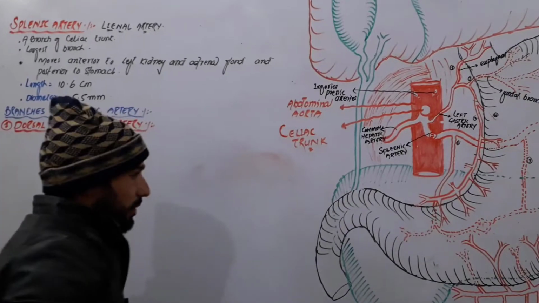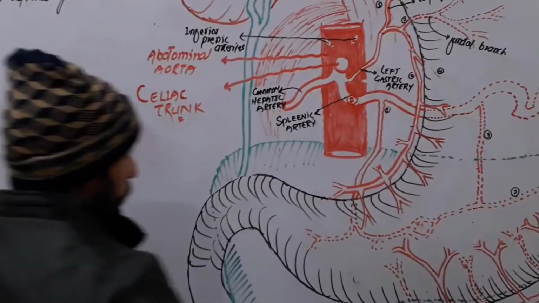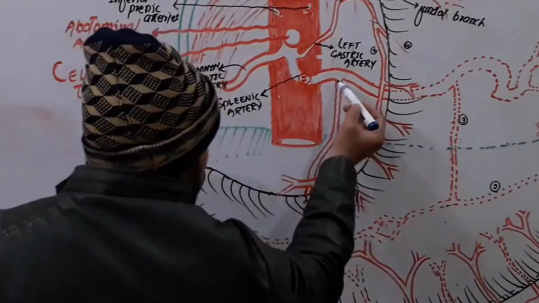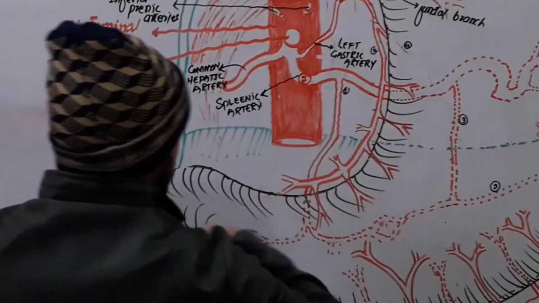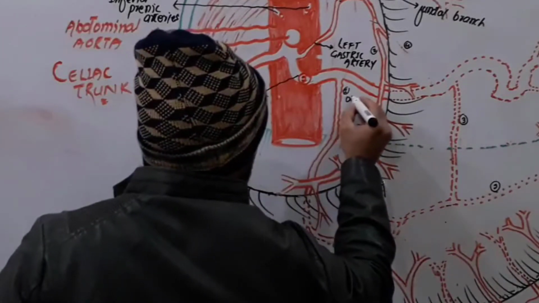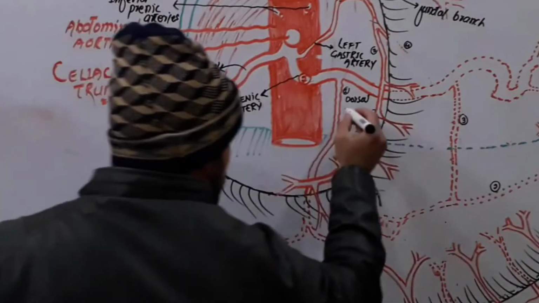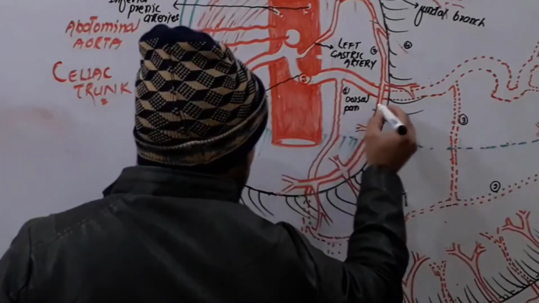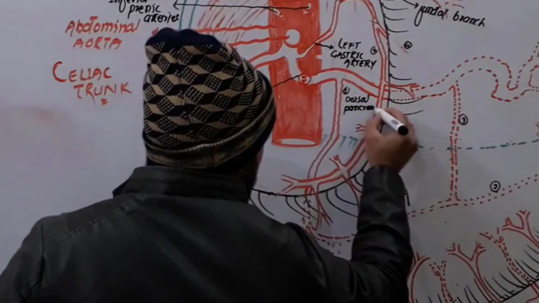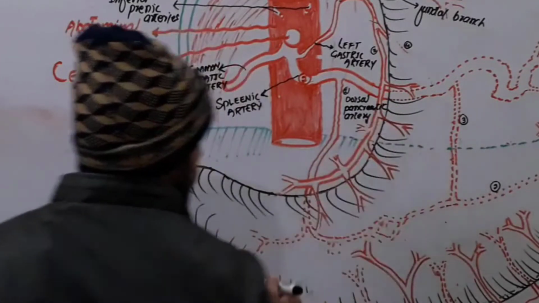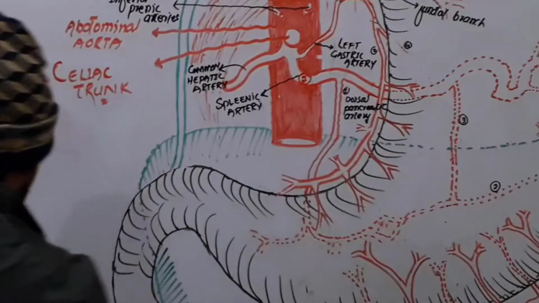Now follow me, friends, what I want to tell you, then we will write all these points there, right? Look, the first branch which arises from this splenic artery is called the dorsal, as it is present on the dorsal side of the pancreas. That's why we call it the dorsal pancreatic artery. Okay, done with it. The first branch goes to the posterior side of the pancreas.